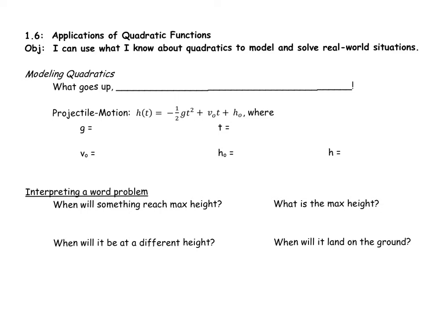Lesson 1.6, Applications of Quadratic Functions. We're going to take what we did in Chapter 1b with graphing and finding key features to model and solve real-world situations. Thinking about the phrase, what goes up must come down.